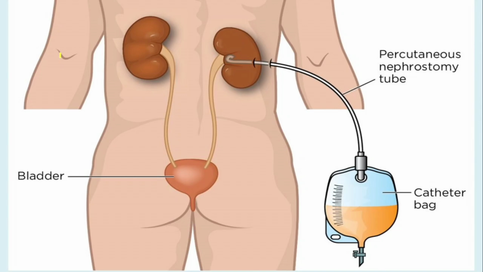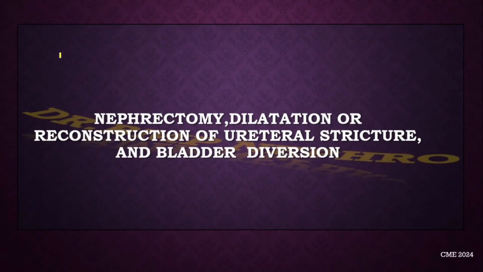This is the image I kept to show what a percutaneous nephrostomy tube is. Other surgical procedures, as I told, are dilatation, reconstruction, diversion. Very rarely, if the entire kidney forms an abscess or is destroyed by dystrophic calcification or caseous necrosis, a DTPA scan is done to detect the GFR. If it is very low, probably a nephrectomy might be required.